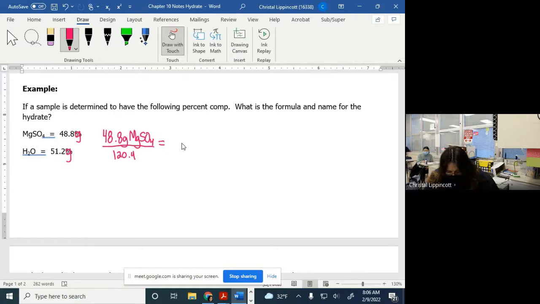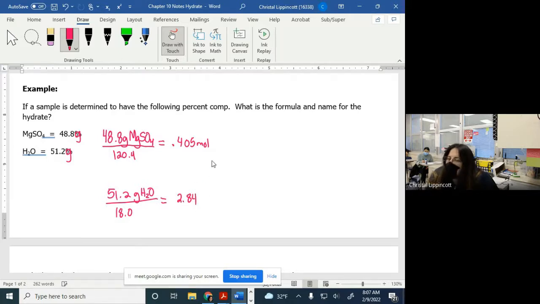So 48.8 divided by 120.4, we get 0.405 moles. Make sure you're keeping 3 sig figs in this step. Then 51.2 grams of water. Now this one is 18, and just go ahead and memorize that guy because you're going to use him a lot for the rest of the year. If you memorize the molar mass of water, it's going to save you a little bit of time. You don't have to. I mean, you can always calculate it, but it's going to save you time if you do. 2.84 repeating.